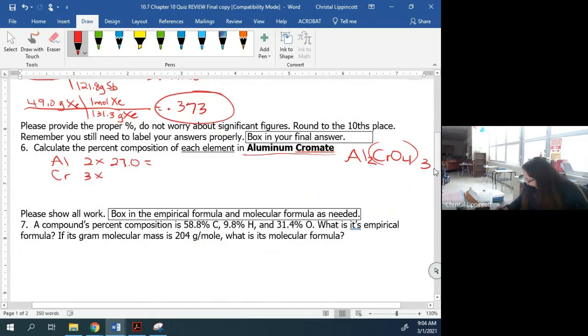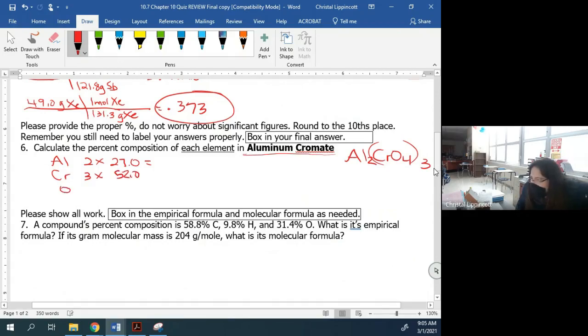I did not write down what chromium is. Chromium. Transition metal, I believe. There it is. Can't read it though. My eyes are getting too old. 52. Okay, sorry.